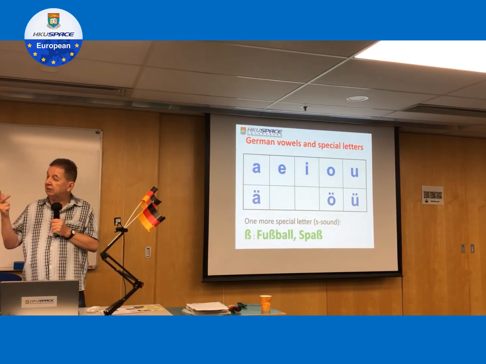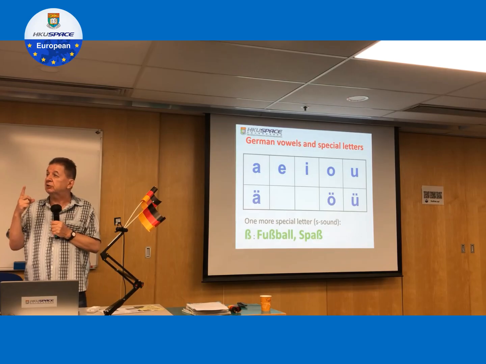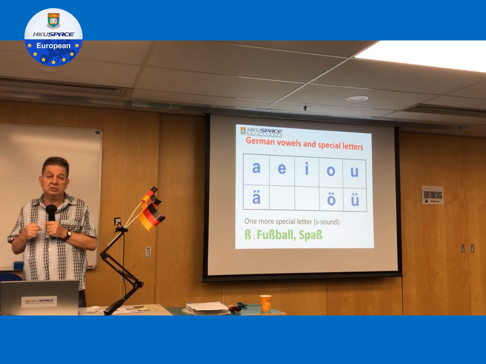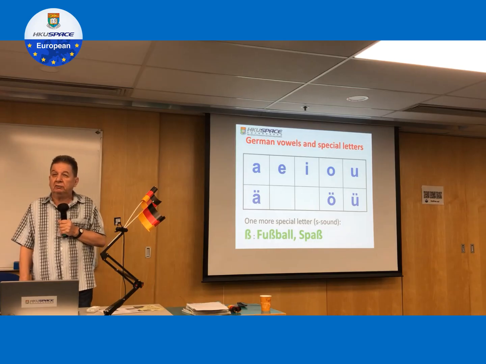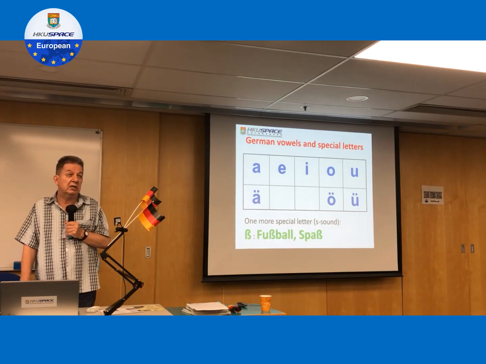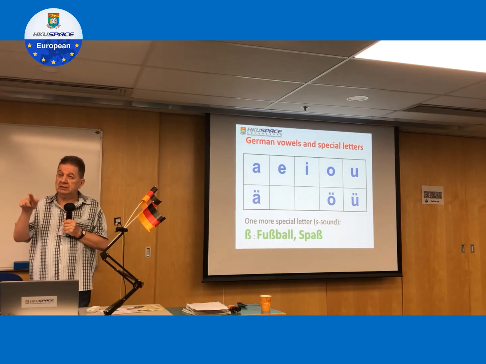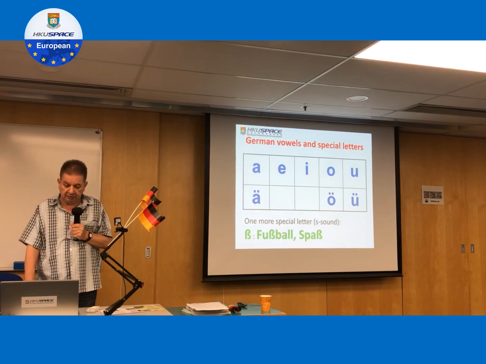We have 3 extra vowels and 1 extra consonant, which the consonant is not so important. So some people don't use it at all. For instance, Swiss people themselves, they normally write double S for this one. They just don't like to use it.